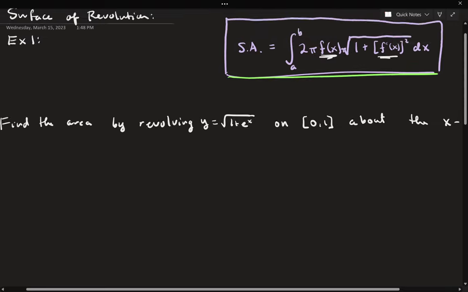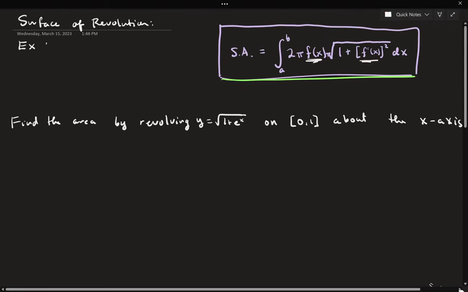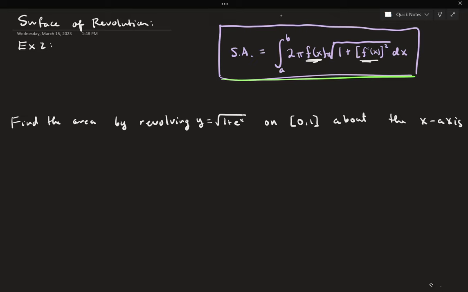Okay, here we go with example 2 for surfaces of revolution. We want to revolve the function y equals square root of 1 plus e to the x on the interval 0, 1 about the x-axis. And so let's just get right into it. We want to plug in the requisite pieces into the formula.